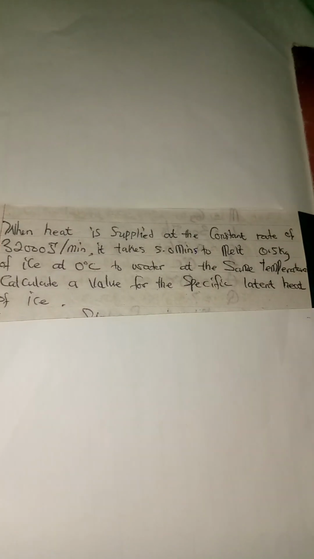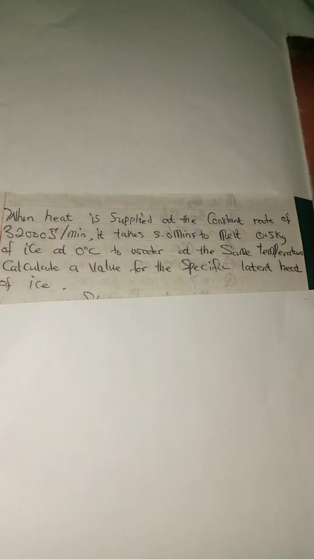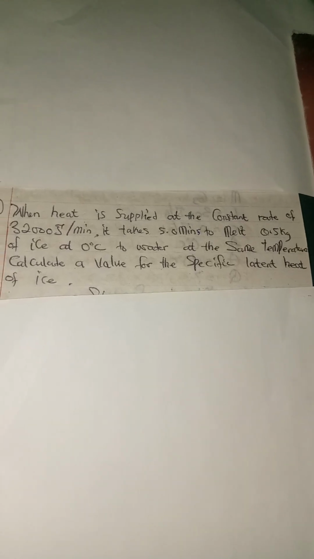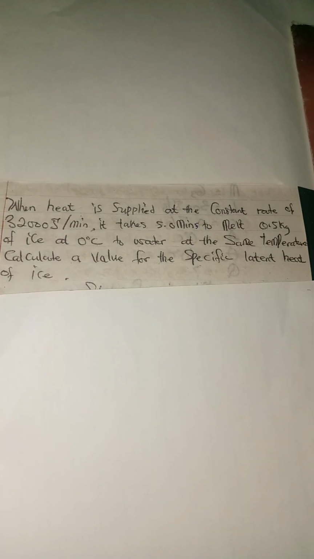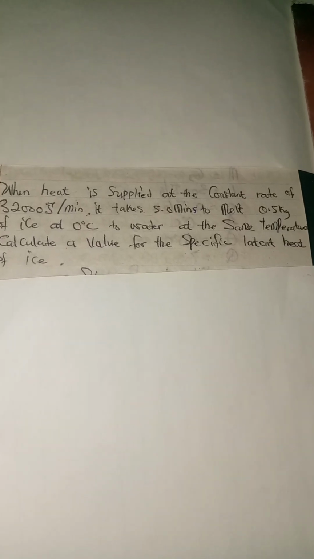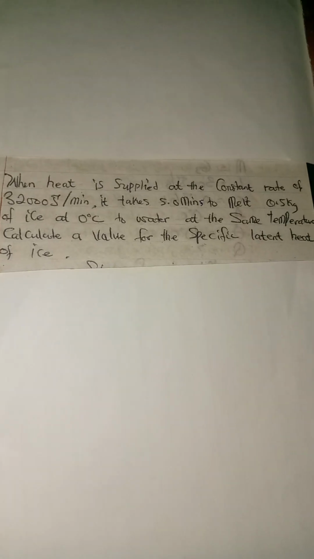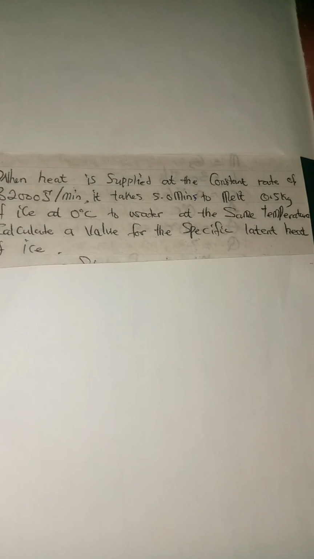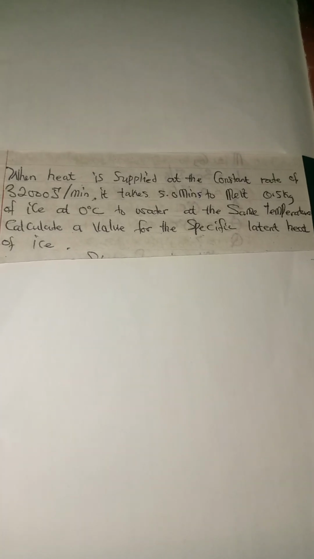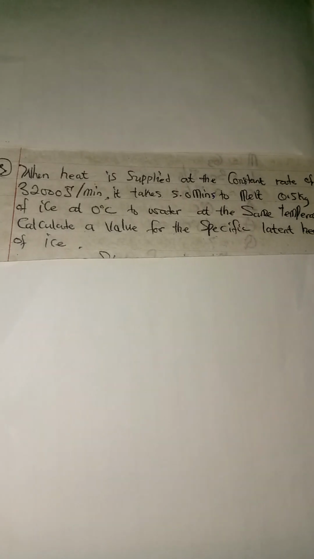Let's check the question. The question says, when heat is supplied at the constant rate of 32,000 joule per minute, it takes 5.0 minutes to melt 0.5 kilogram of ice at 0 degrees Celsius to water at the same temperature. Calculate a value for the specific latent heat of ice.